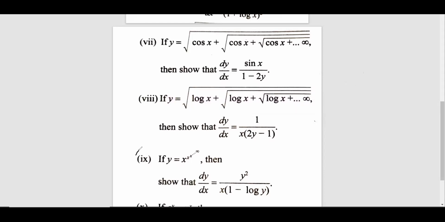I'm solving the ninth problem for you. See, what is the ninth one? The ninth one is y equals to x raised to x raised to x raised to x raised to x, like this till infinity. So here I write 9. Given y equals to x raised to x raised to x raised to x raised to x, and it continues till infinity. Okay, let me complete writing.